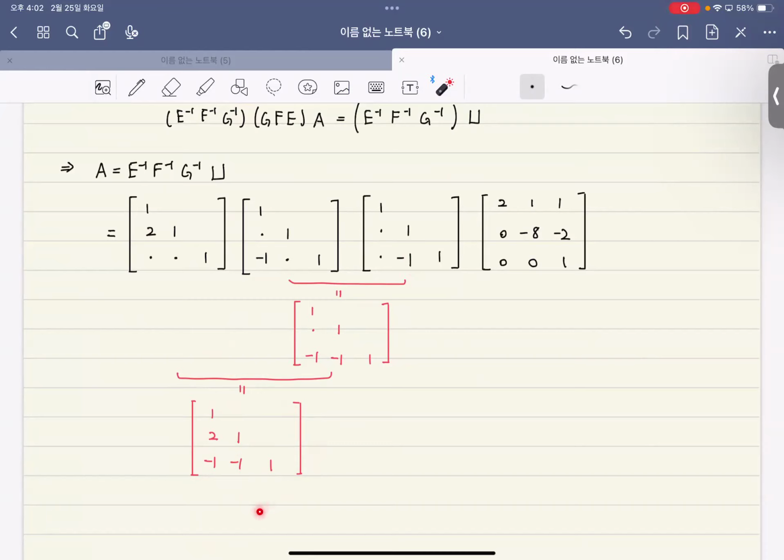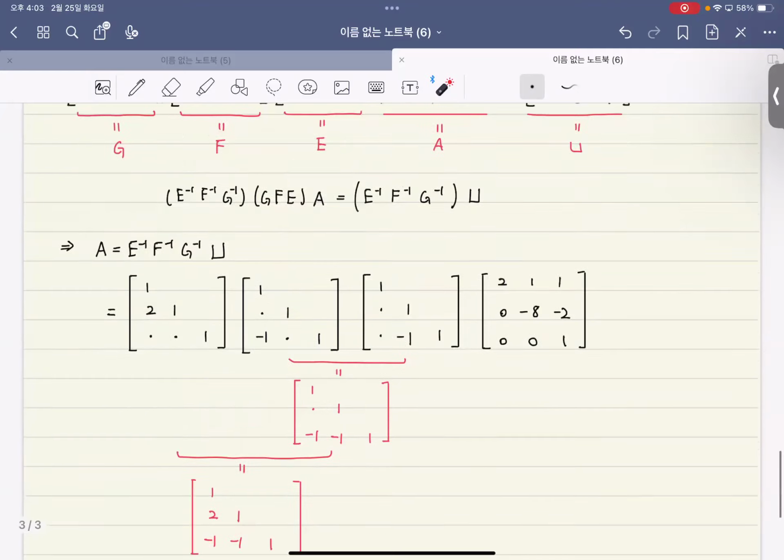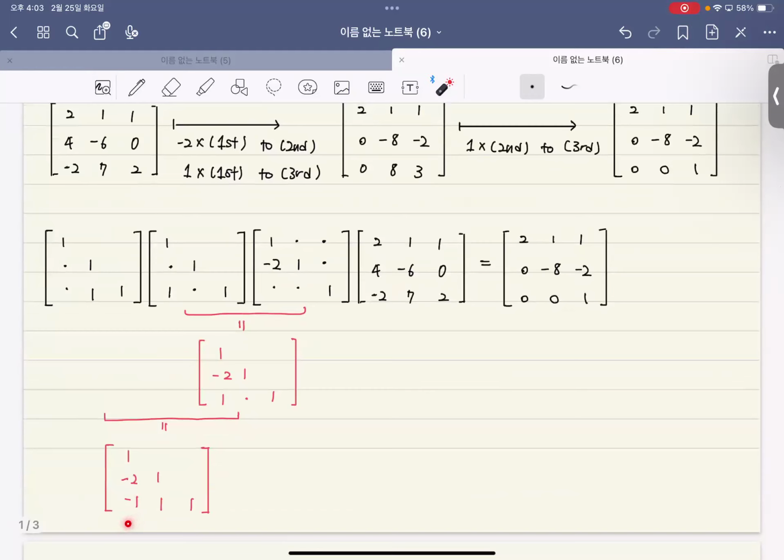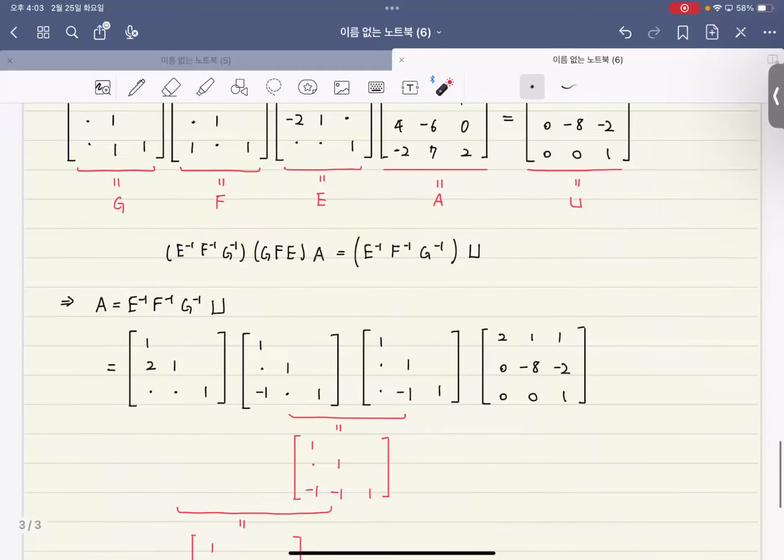Why is that? Because if you multiply in this order, you can convince yourself that elementary row operations in this order do not affect the previously determined entries. But if you perform the elementary row operations in this other order, then the previously determined entries can be affected by future row operations. That is why computation in this order is hard, but computation in this order is easy.